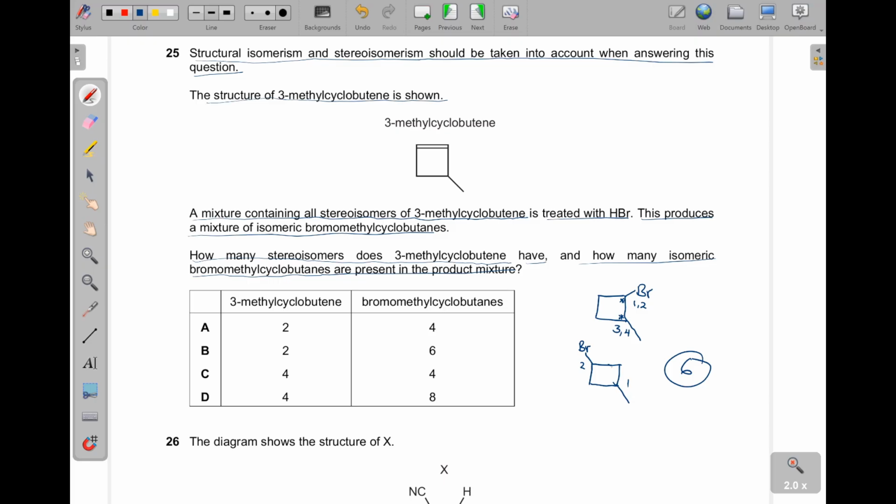Okay, then when we come to 3-methylcyclobutene, there is a chiral center here. Okay, there is a chiral center here, so that means we are having 2 here. It's 1 and 2. So here they are only 2. Okay, they are only 2. And which one is our answer? So this is B. The answer has to be B.